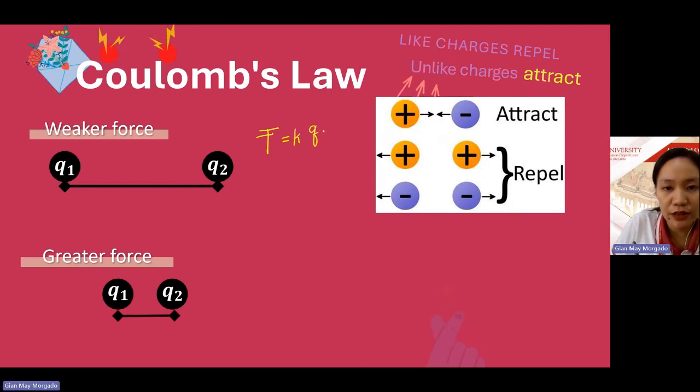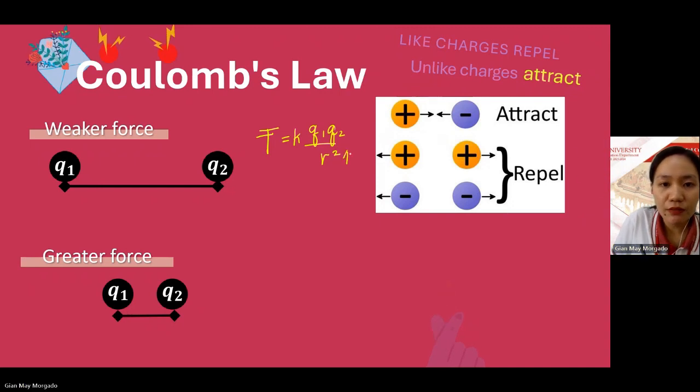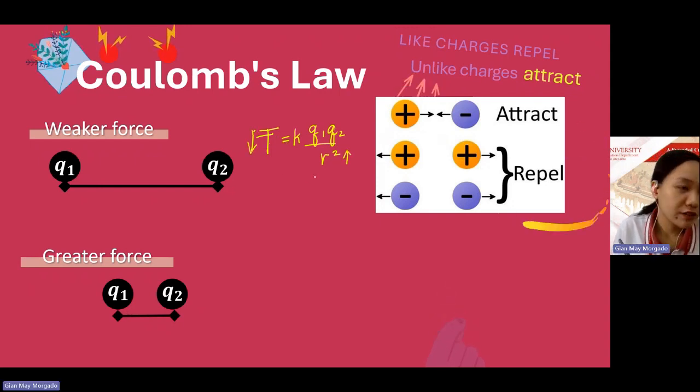So F equals k Q1 Q2 divided by r squared. Okay, that simply means that the higher the separation distance, the lower the electrostatic force. The attractive force is weaker when they are farther apart, and the electrostatic force is greater when they are closer to each other.